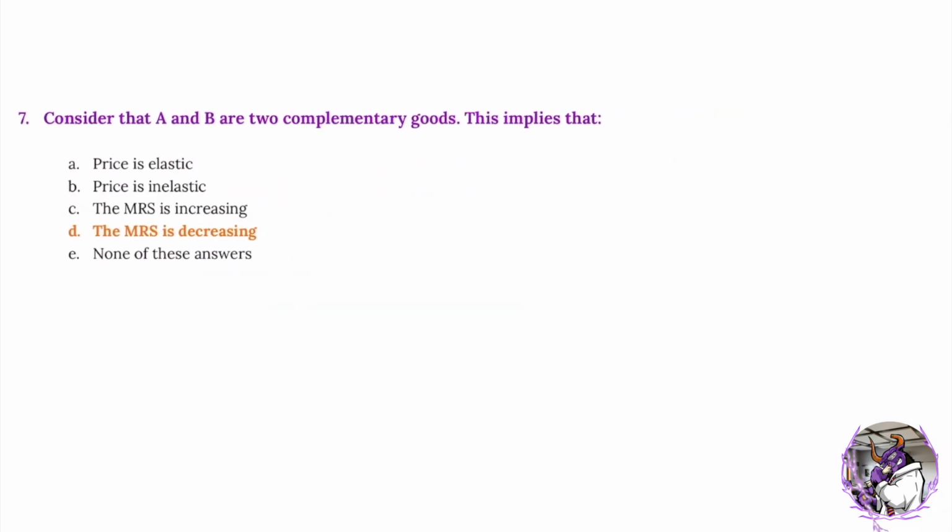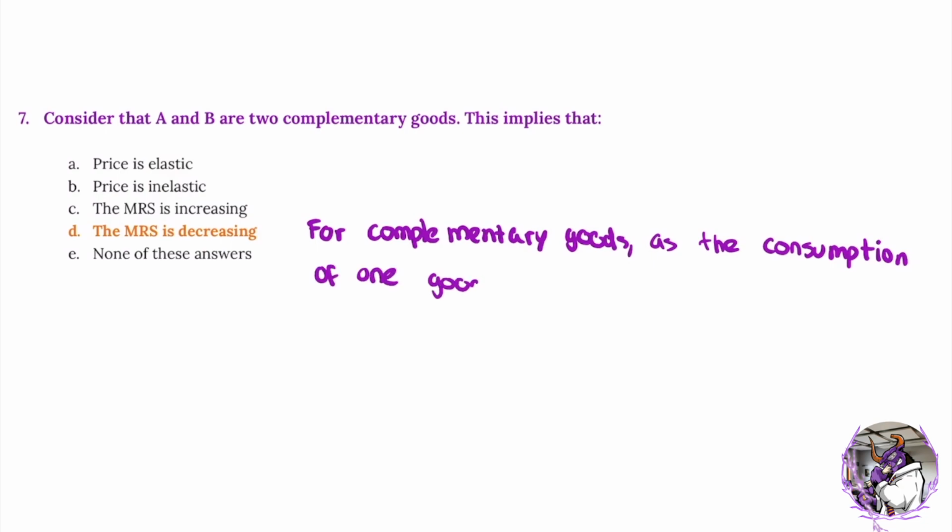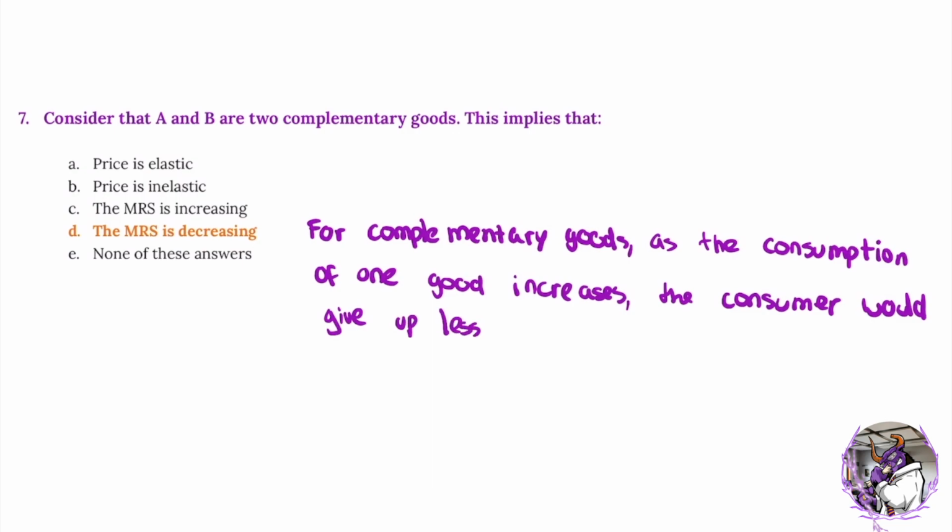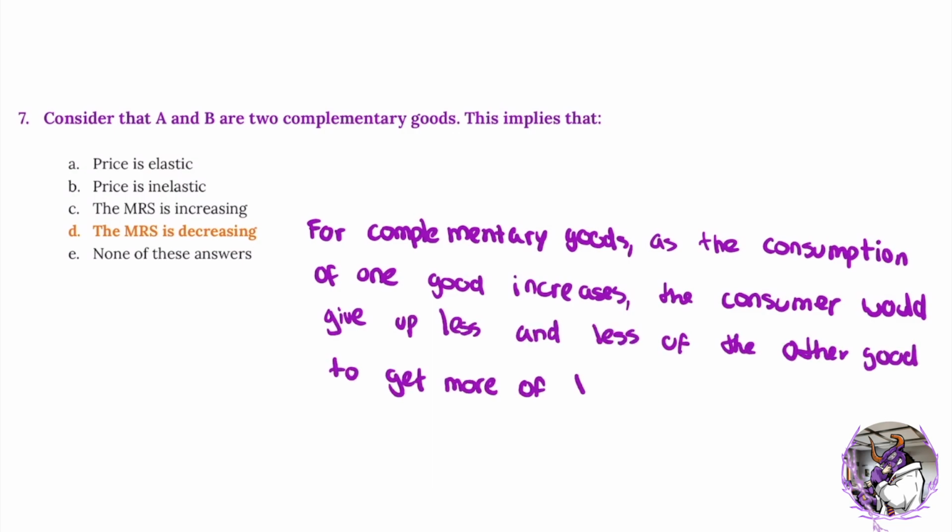Question 7. Consider A and B are complementary goods. This implies that the MRS is decreasing. The correct answer is answer D. For complementary goods, as the consumption of one good increases, the consumers would give up less and less of the other good to get more of the first one. Therefore, the MRS is decreasing.